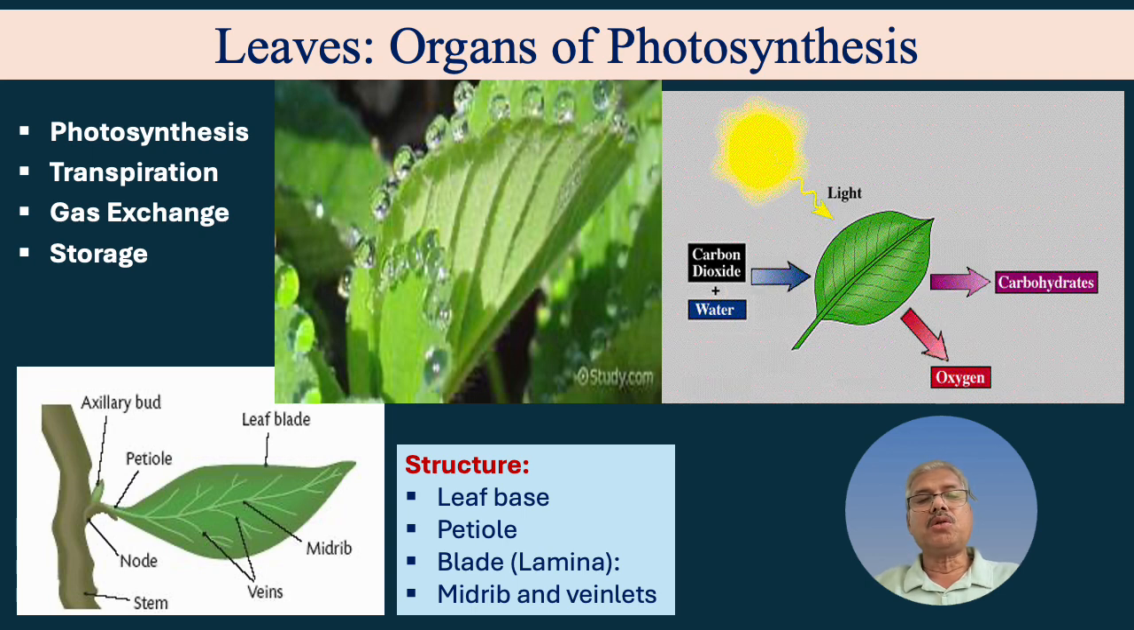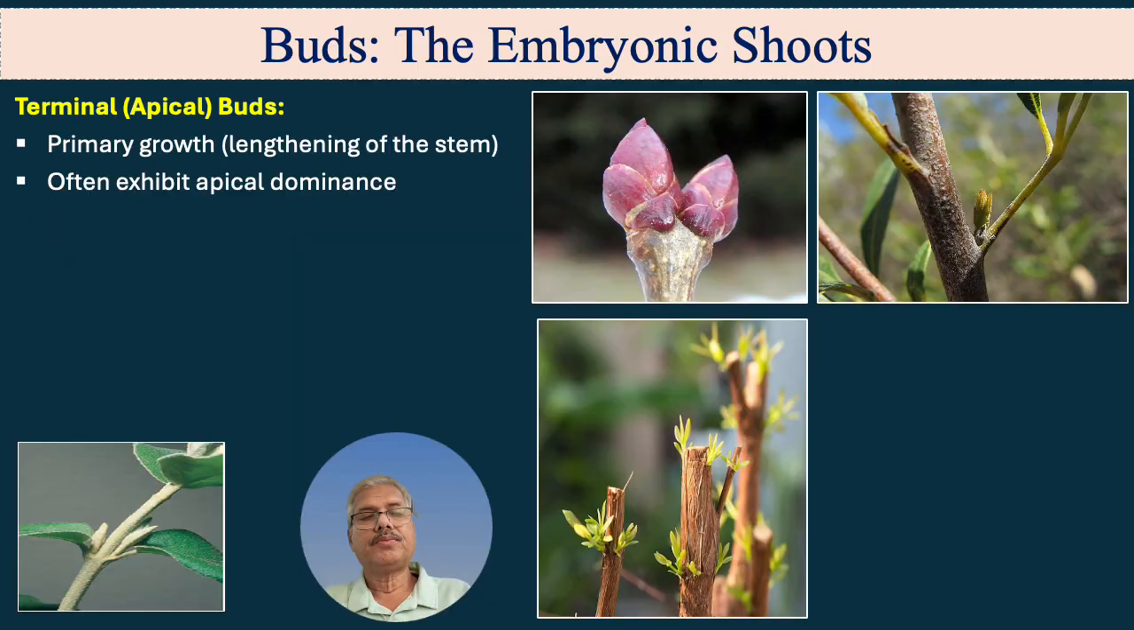The structure includes the leaf base, which fixes the leaf to the stem's node. The petiole is the stalk-like appendage that joins the leaf base to the leaf lamina. Leaf lamina, or the blade, is the flattened, expanded portion of the leaf that comprises the midrib, veins, and veinlets.